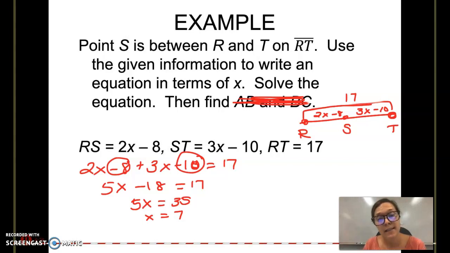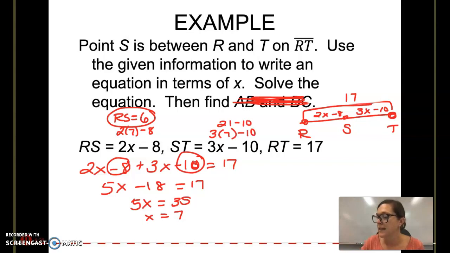But now I'm not done, because now I got to go back in and plug that back into my expression. So 2 times 7 minus 8. Well, 2 times 7 is 14. 14 minus 8 gets us 6. So RS equals 6. That's one of our answers. ST, 3 times 7 is 21. 21 minus 10 is 11. So that makes ST equal to 11. Is 11 plus 6 17? Yes, it is. So I know that I did it right.